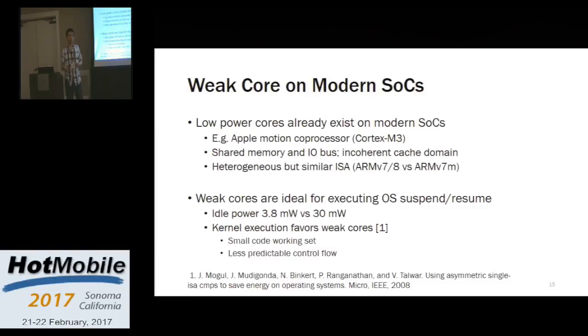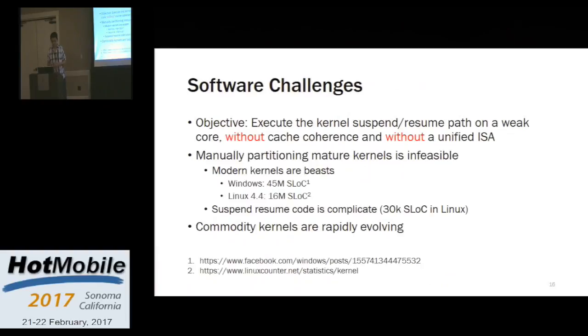According to previous studies, weaker cores are an ideal place for the OS to execute suspend and resume, for two reasons. First, the weak core has a much lower idle power consumption. Secondly, kernel execution favors weak cores because of its characteristics, such as a smaller working input set and less predictable control flow. So now I have introduced the hardware requirement. Let's move on to the software challenges.